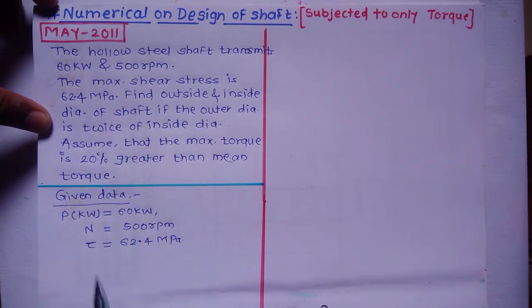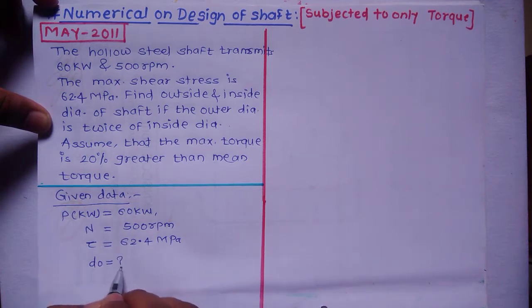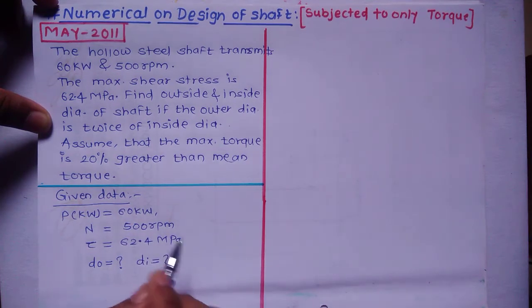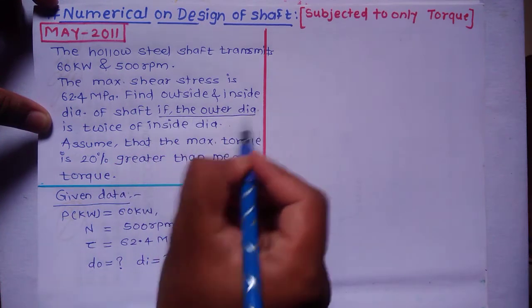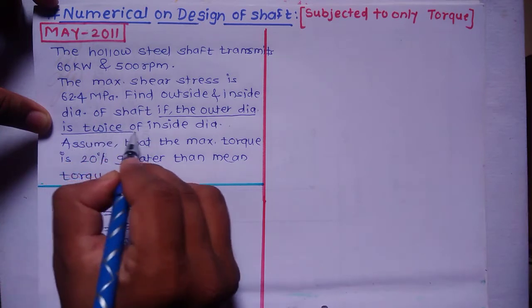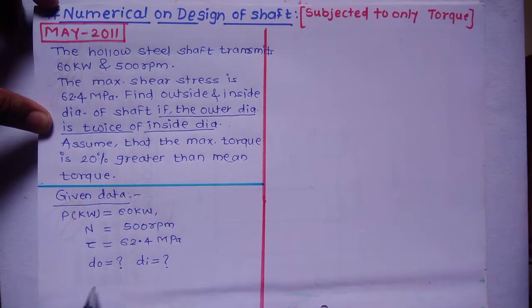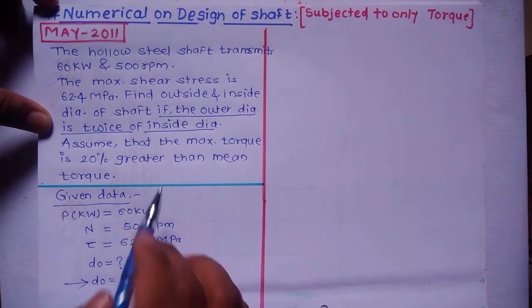Now next we have to find out the outside and inside diameter of the shaft. As it is a hollow steel shaft, we have to find its outside and inside diameter. Let us denote the outside diameter as do and the inside diameter as di. So do is equal to question mark and di is equal to question mark. Now this sentence is very important: the outside diameter is twice the inside diameter, that means do is equal to twice di. This is the very important relation that has been given in the numerical statement.